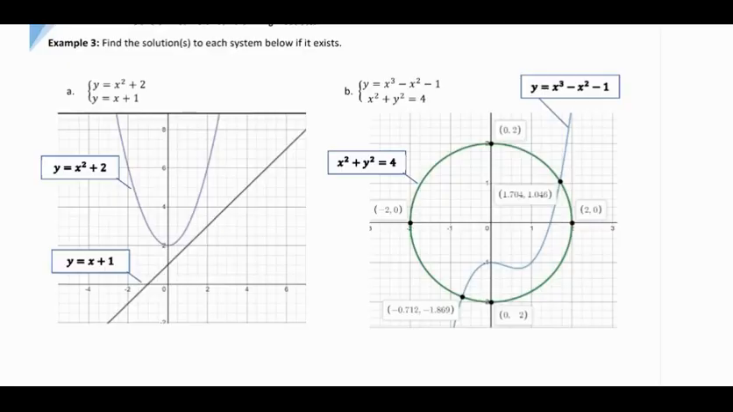For example 3, find the solution or solutions to each system below if it exists. If you notice on example A, my graphs are not intersecting. So that means that there is no solution here. So there are no solutions. The graphs do not intersect.